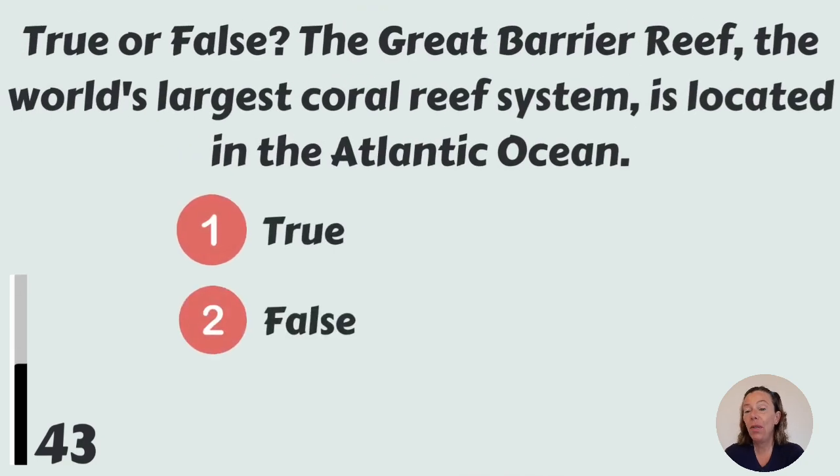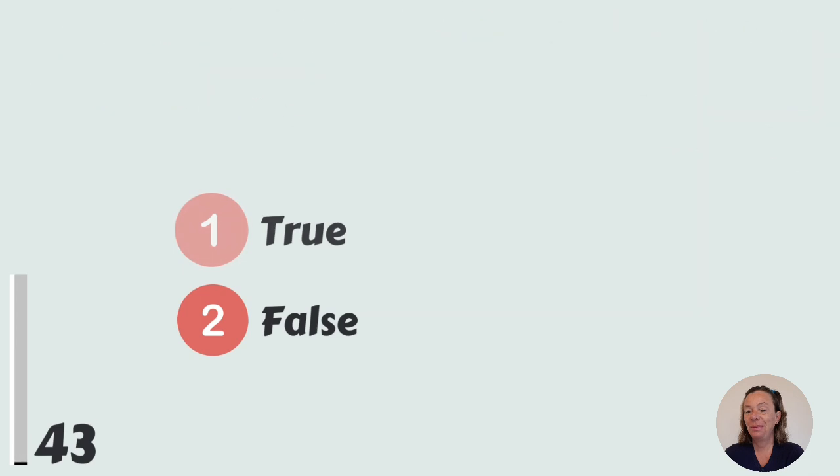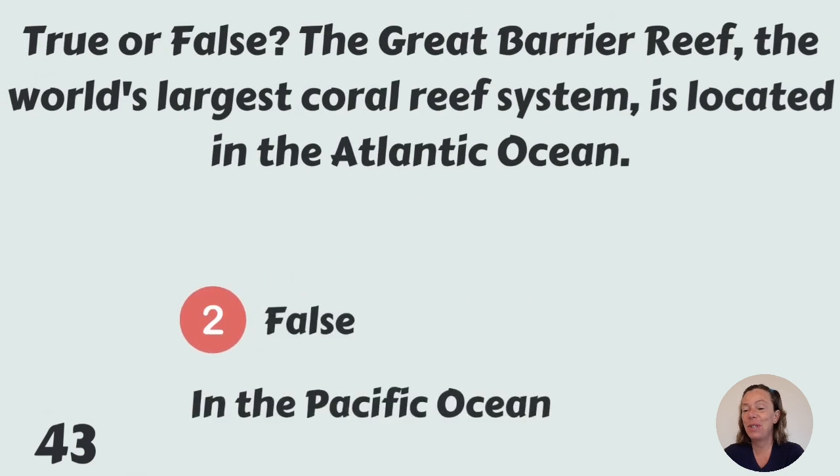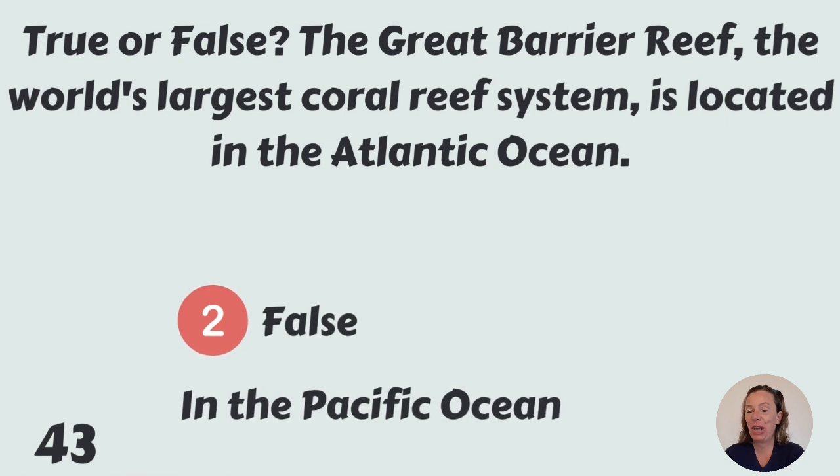True or false? The Great Barrier Reef, the world's largest coral reef system, is located in the Atlantic Ocean. Of course, that's false. It's in the Pacific Ocean.